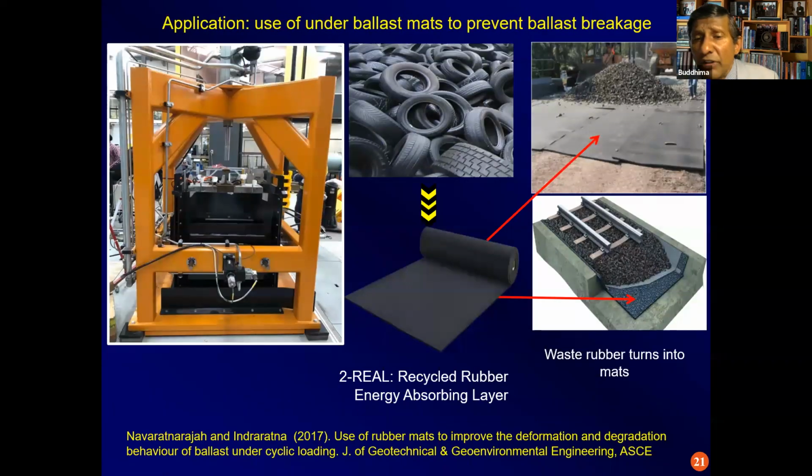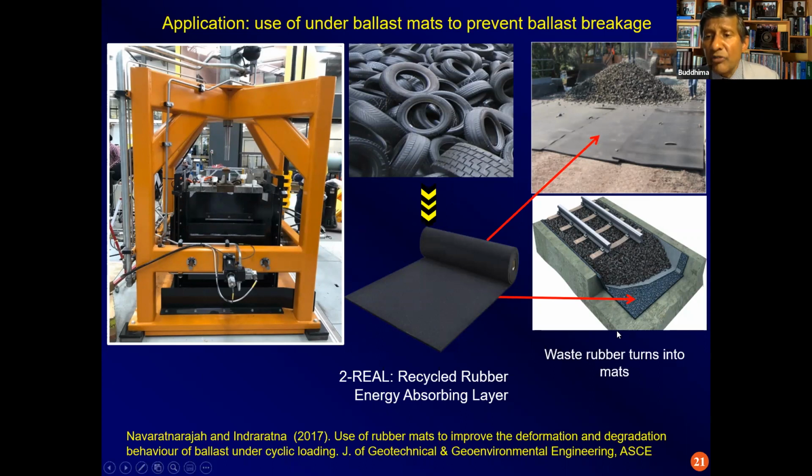Coming to the use of rubber sheets, this is just a picture illustrating how rubber tires can be converted to these rubber sheets, and then they can be put underneath the ballast, such as in this schematic diagram of a railway track. You can see the picture of a real track in the town of Singleton, where these recycled rubber mats are being used before the railway ballast is compacted on top of that.